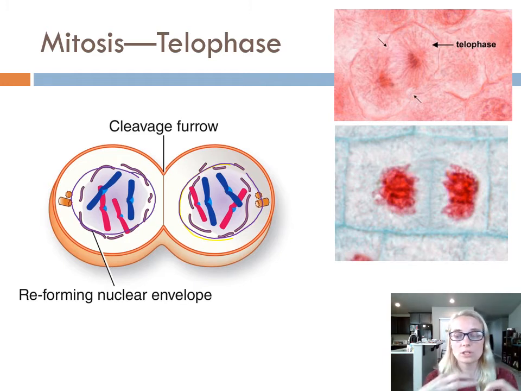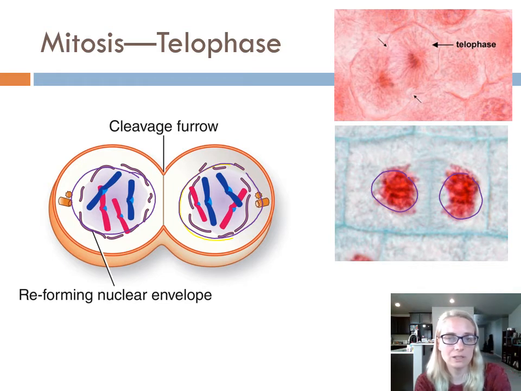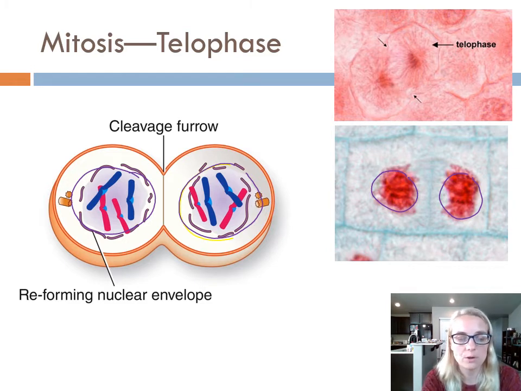The chromosomes are starting to uncoil, so we don't really see the individual chromosomes anymore, kind of like what we see over here in the plant. The spindle is breaking down, and then we start seeing the true division of the cell, which is going to lead into the last step here, which is not technically part of mitosis, which is called cytokinesis.